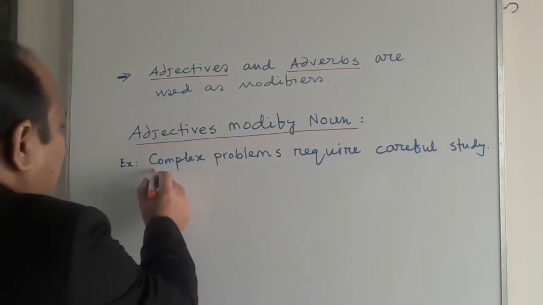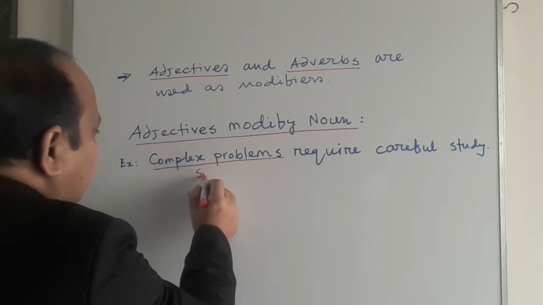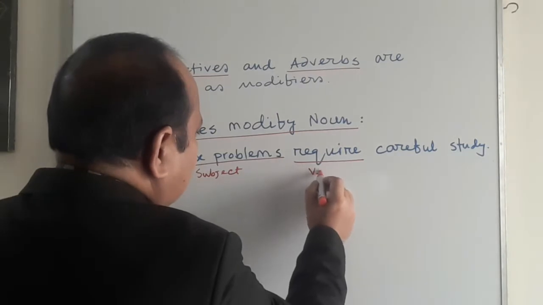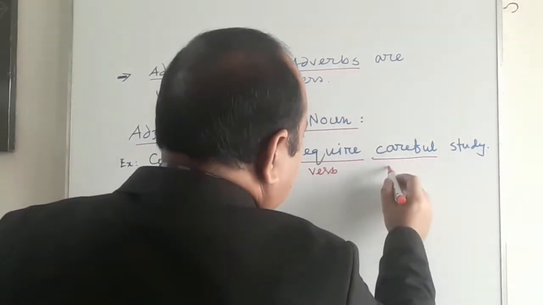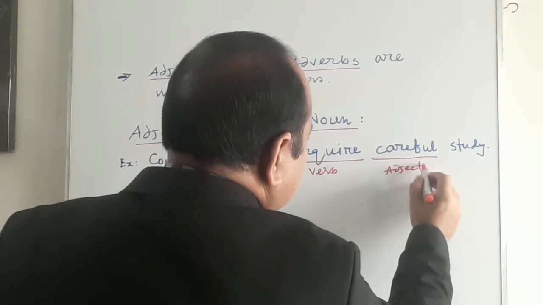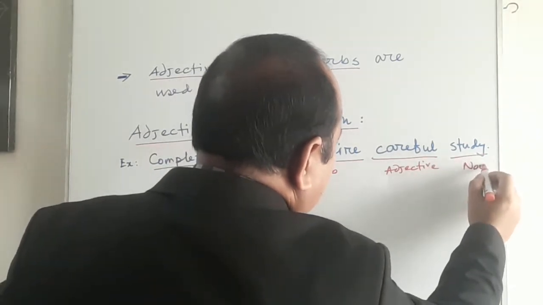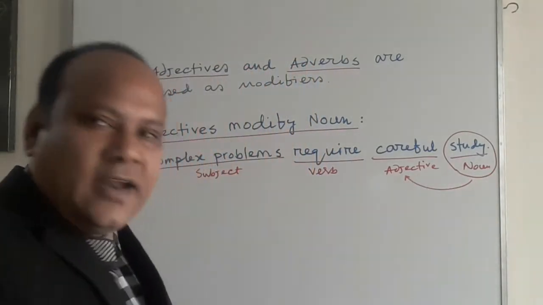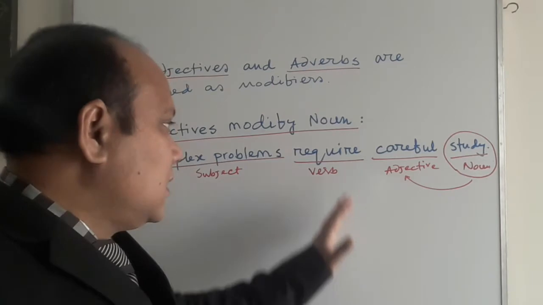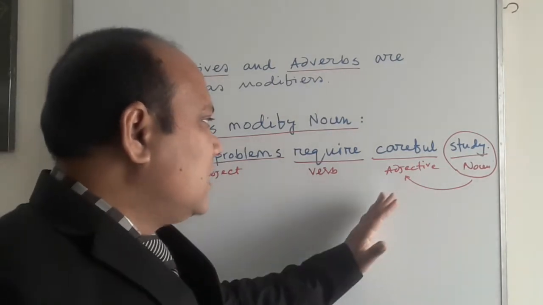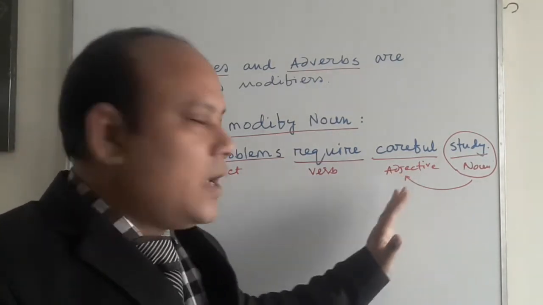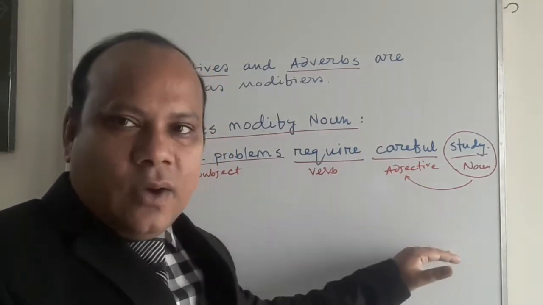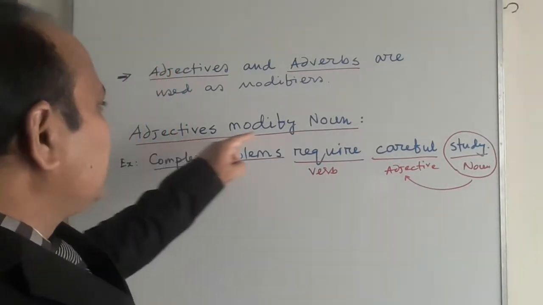Consider this example: Complex problems require careful study. Complex problems is the subject. Require is the verb. Careful is an adjective, and study is a noun. So the last word is study, and before study we have used careful. If you ask the question, what type of study, the answer would be careful study. So we have got an adjective here. In this way, an adjective can modify a noun, and that's why the caption is adjective modifies noun.